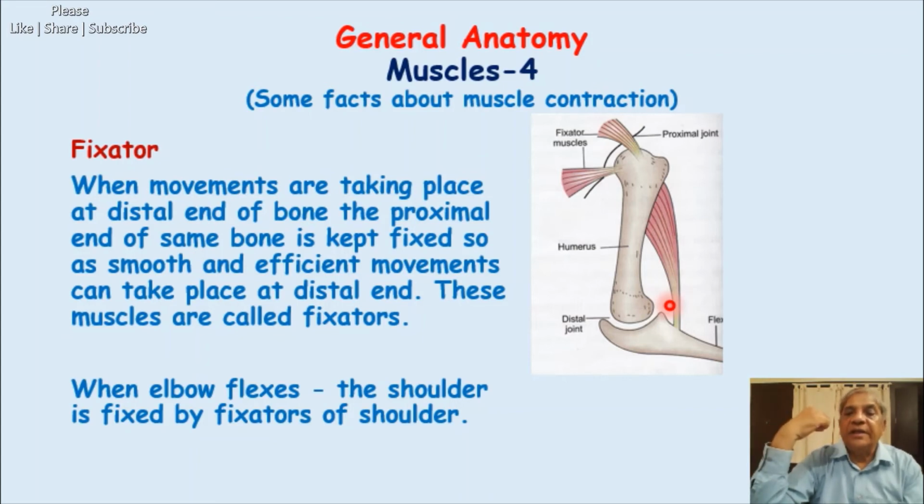They are called as fixator. So all those muscle which are in contracted condition and attached to the upper end of the humerus, they all are classified as the fixator muscle.